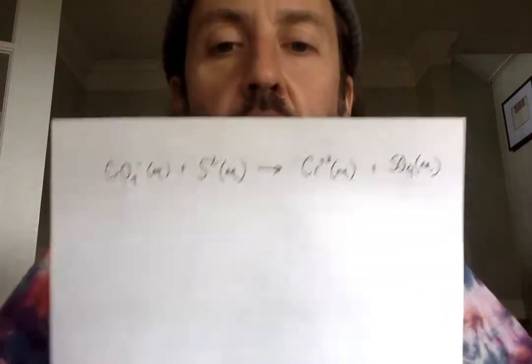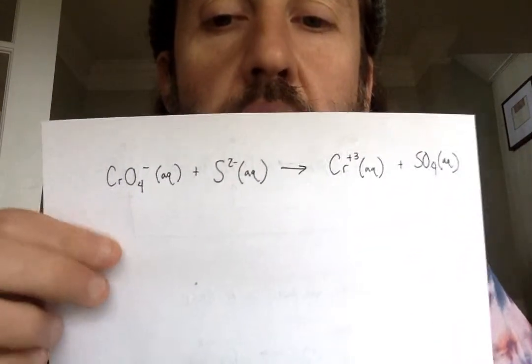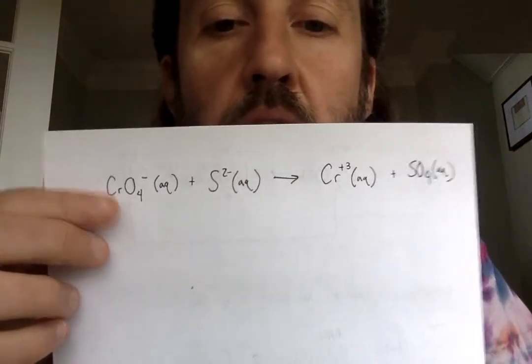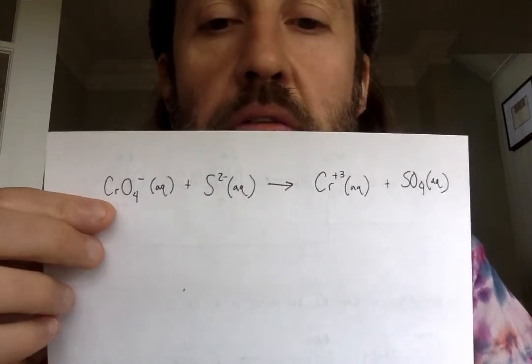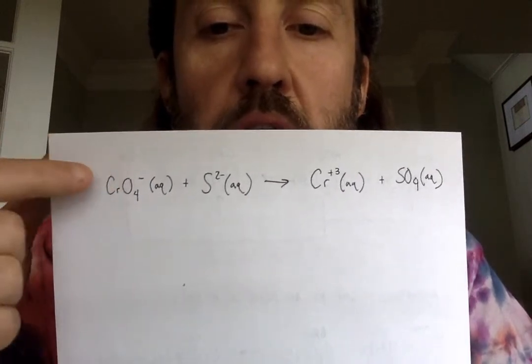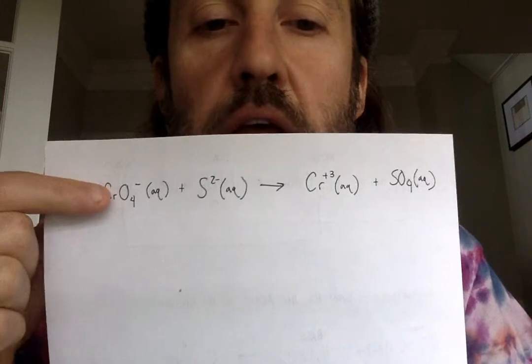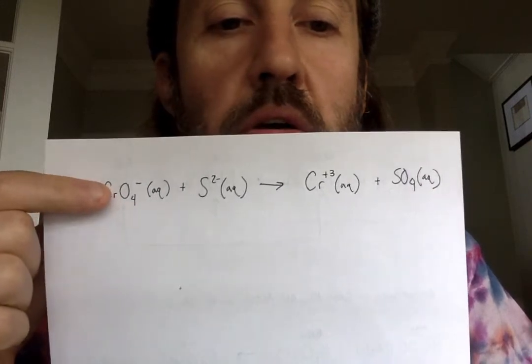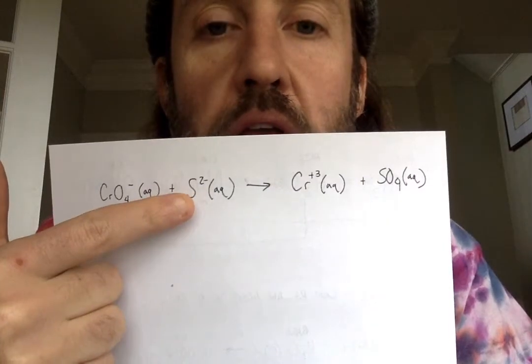Hey, let's do another redox reaction here. I wrote it down, and then we'll just kind of take our way through it. And so, what happens here is obviously we're getting what looks like a reduction on the chromium and an oxidation on the sulfur, and we can figure that out.